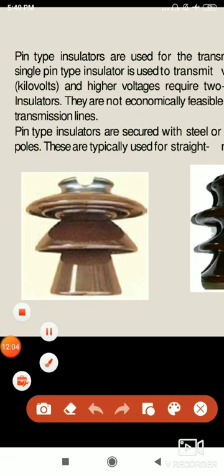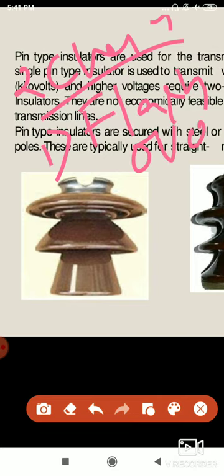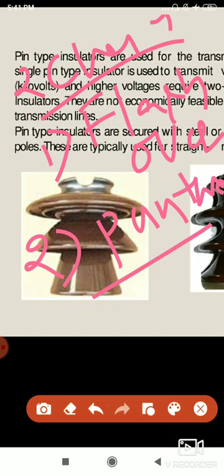So there are two chances of failure in insulators. Basically there are several, but right now we are going to discuss only two. So what are the chances? The first one is a flashover, right? In order to design your insulators, you have to consider these items also. The second one is a puncture. So what are the two chances for insulation failure? First one is a flashover, second one is a puncture.